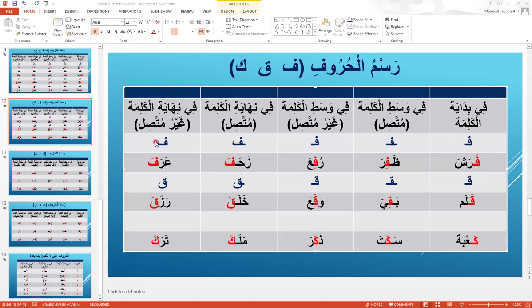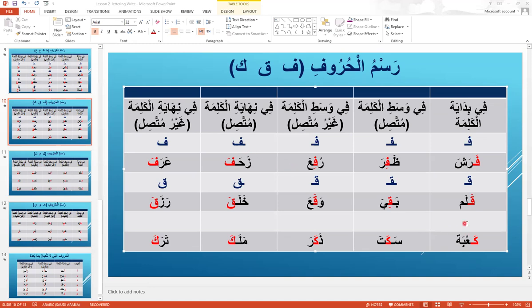Fa is written on the line. But when it comes to qaf, the qaf goes up, then comes down a bit below the line, then comes up again. So this is the difference in qaf at the end of the alphabet. While fa is going to lie on the line, when you're writing in your book, the last thing you write is going to be on the line, then the remaining is going to be above the line. But for qaf, it's going to be above the line and beneath the line. So this is the difference between fa and qaf at the end of the alphabet.